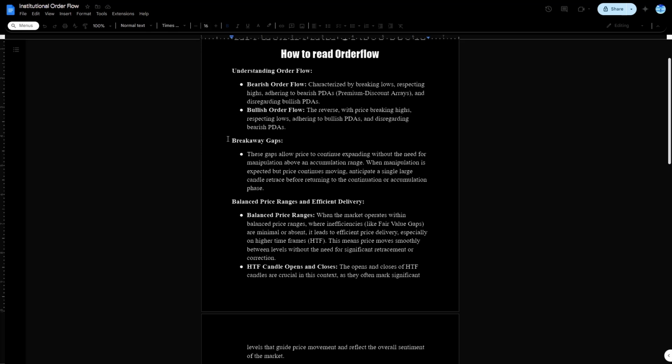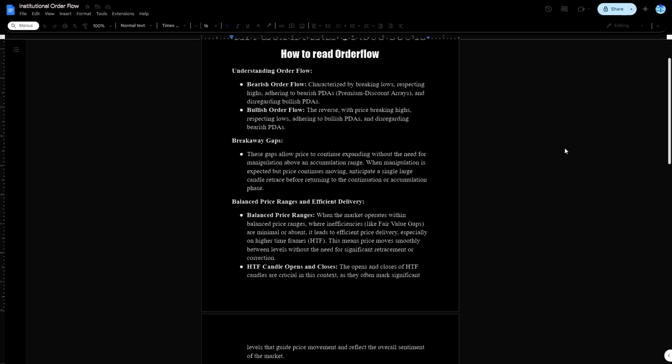A couple keynotes that may stray away from the normal turtle soup sequence or PDA matrix standpoints are breakaway gaps and/or balanced price ranges. Obviously, I know breakaway gaps can form as balanced price ranges, but continuing, these gaps allow price to continue expanding without the need for manipulation above an accumulation range. When the manipulation is expected but price continues moving, anticipate a single large candle retrace before returning to the continuation or reaccumulation phase. If the damage has been done, then we can continue. If, then, when, where, and why is very important for breakaway gaps and understanding them.